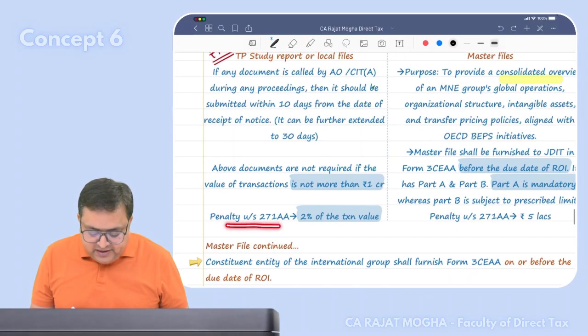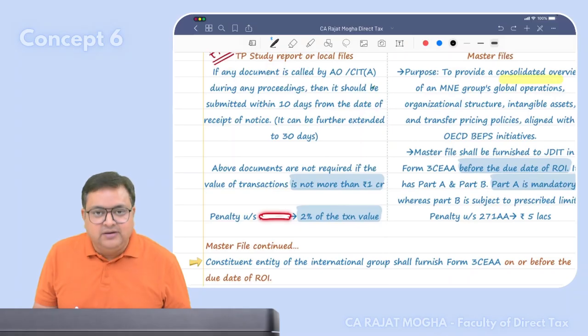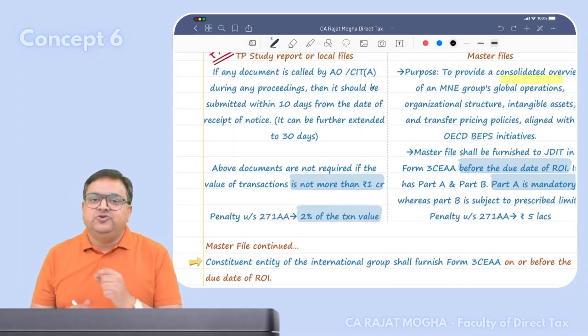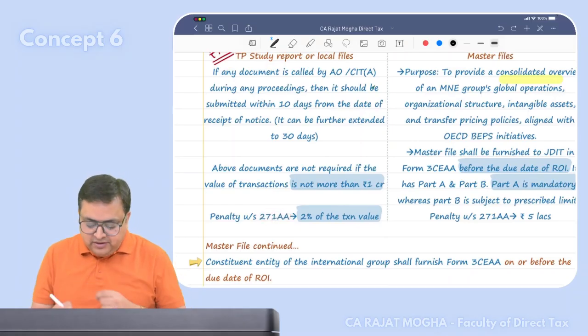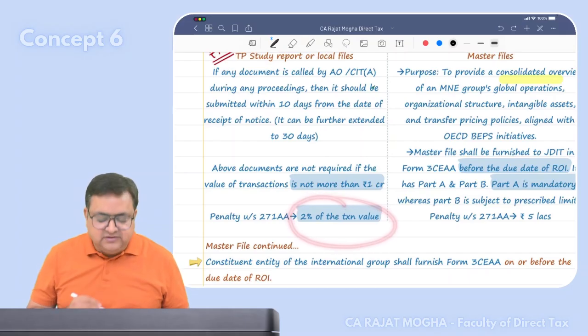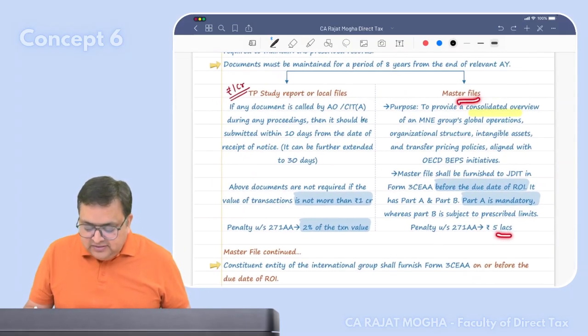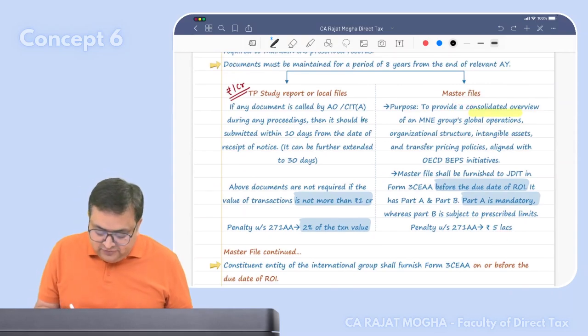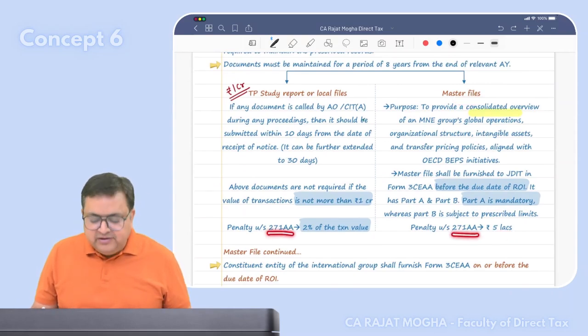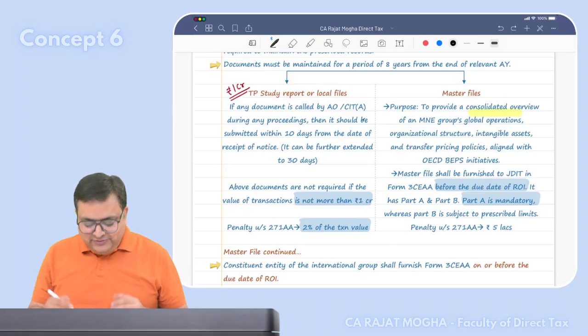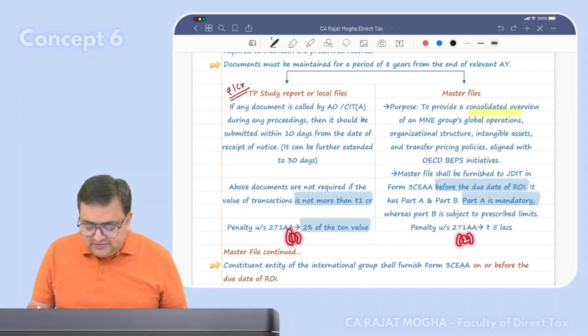And there is a penalty under section 271AA. No need to remember the section number, but guys, this penalty you should remember. This penalty is quite important. 2% of the transaction value, 271AA. If you don't furnish the master file, then 5 lakh. Sir, it is also 271AA. It is also 271AA. You don't have to remember, but actually this is subsection 1 and this is subsection 2.